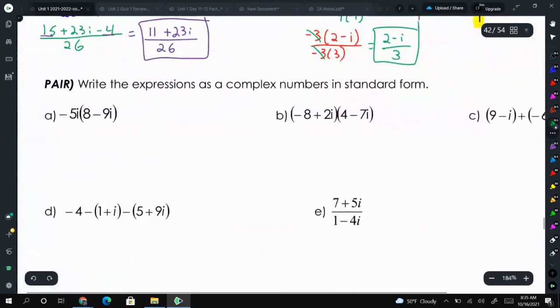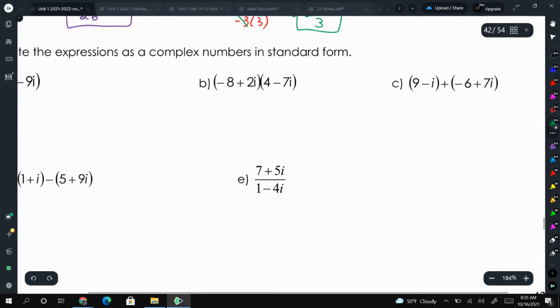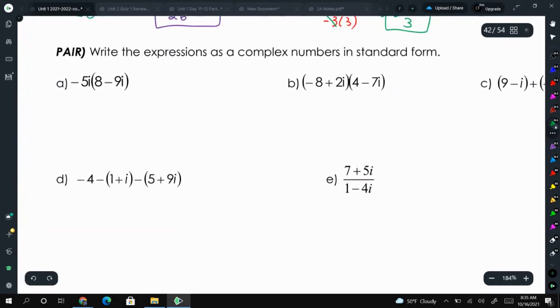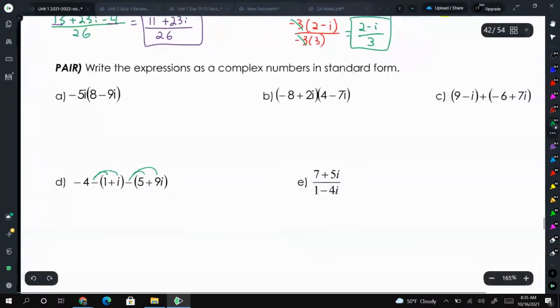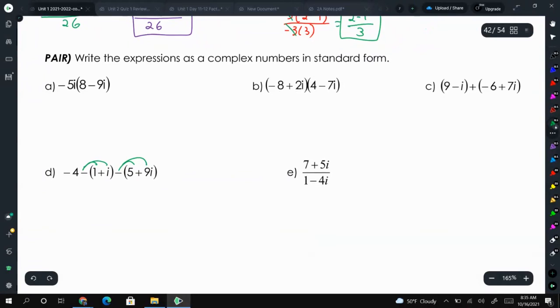Now, if you look down here, I want you guys to try these ones. The clue that I want to give you for letter D right here is to distribute this negative sign to those two, and then this negative sign goes to these two terms. That is going to make that a lot easier. So go ahead, pause the video, and try these problems, and then once you're done, unpause it, and you can see what I got for these.